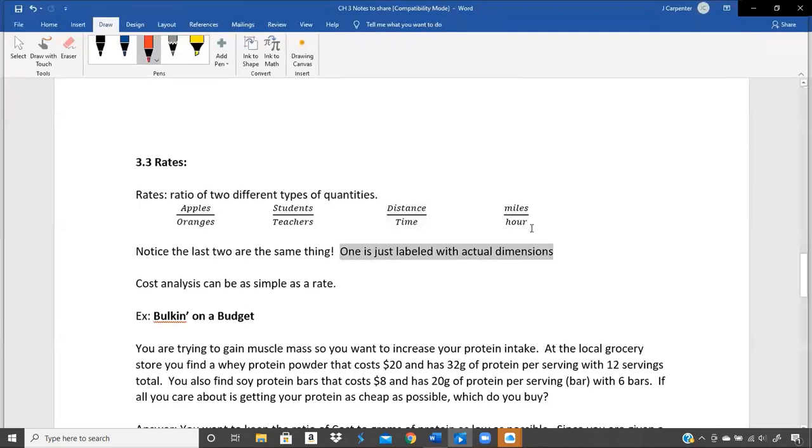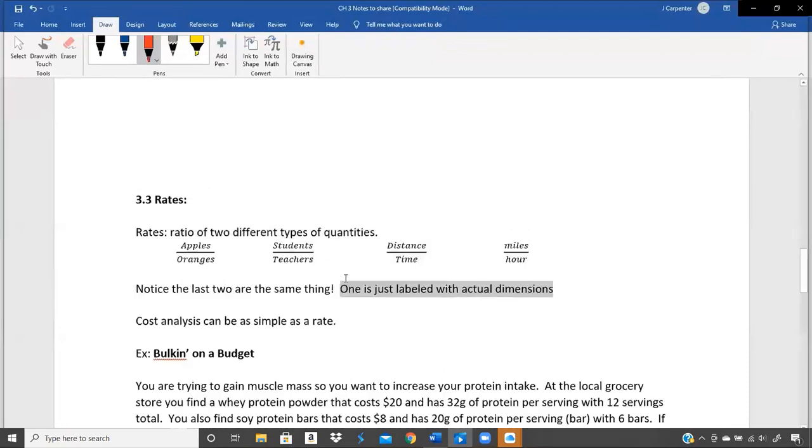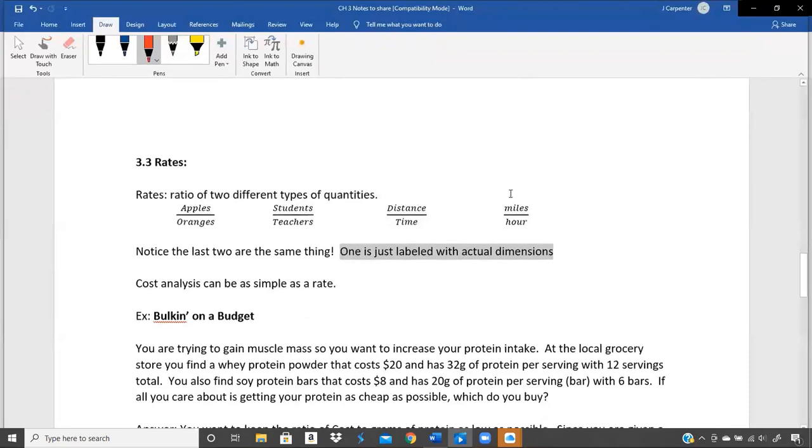So cost analysis can be as simple as a rate. And that is the problem that we're going to work through here. Cost analysis is a rate. It's a rate of 2 different things. It's a rate of, well, the cost, I feel like that's obvious, to how much you get. Cost analysis is a rate, it's a ratio, it's a fraction of cost to how much you get.